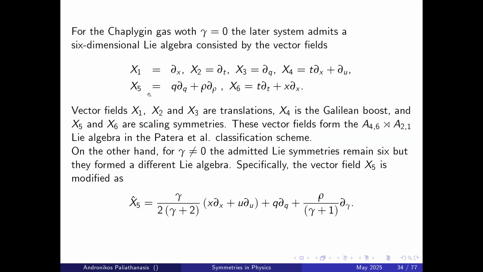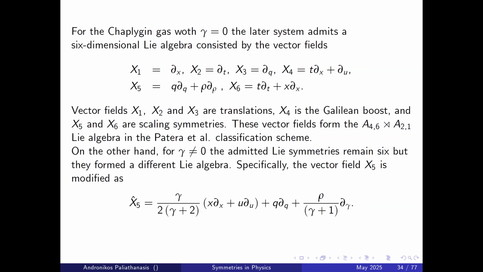We can see that X1, X2, and X3 are the translation symmetries of the 2-dimensional plane. X4 is actually the Galilean boost, and X5 and X6 are the scaling symmetries. These vector fields form the A4.6 ⊕ A2.1 Lie algebra in the Patera classification scheme.